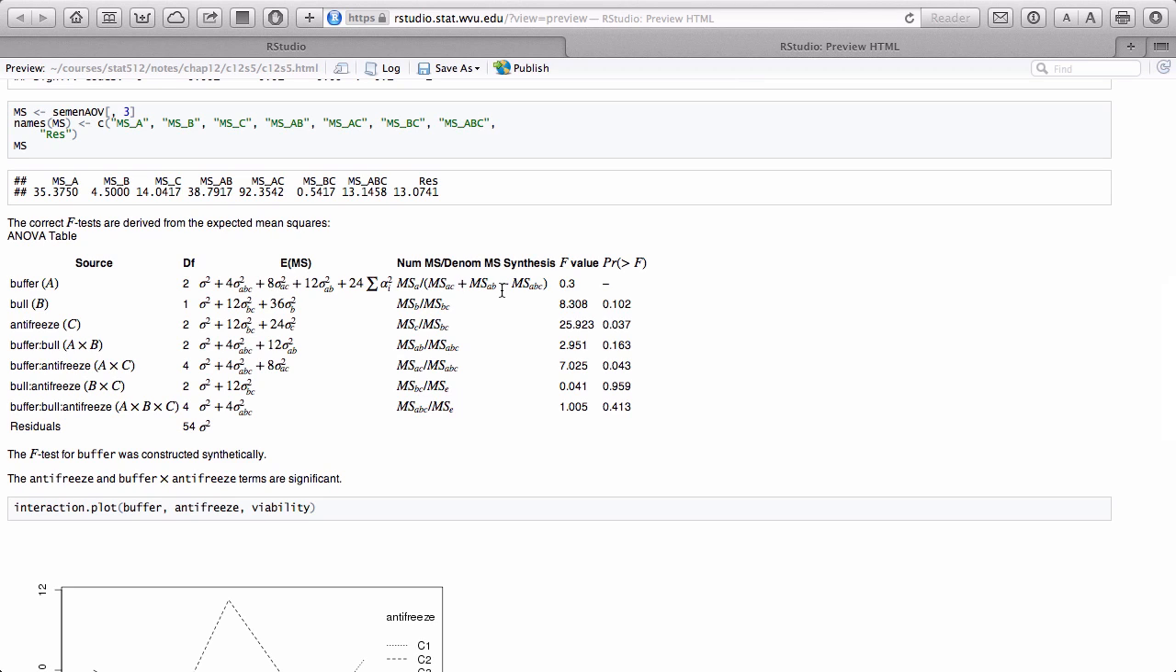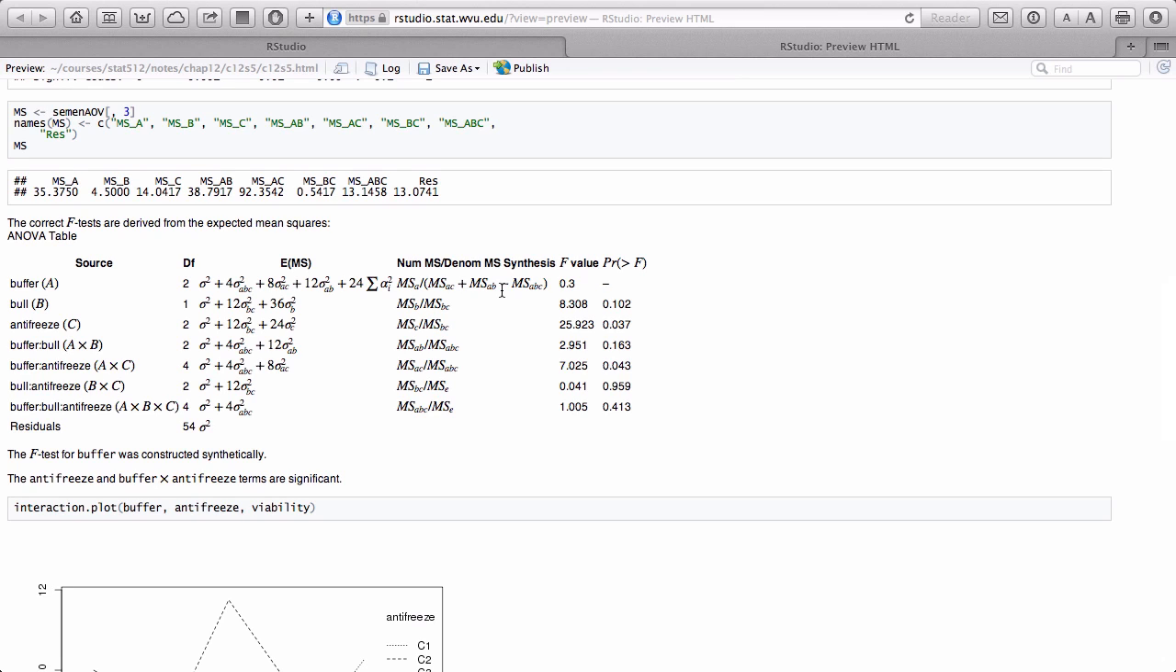In other words, the Bowl does not interact with the buffer or the antifreeze, and the 3-way is not significant. And in fact, the Bowl by antifreeze and the Bowl by buffer by antifreeze are not even close to being significant.